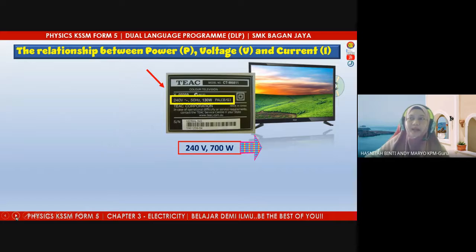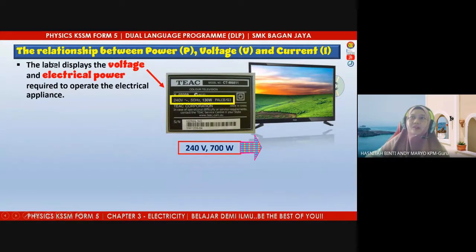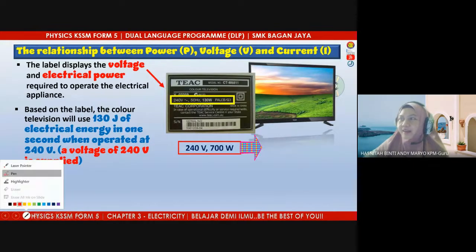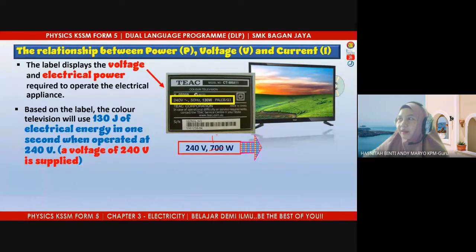So what is meant by this label, students? The label shown here displays the voltage and electrical power required to operate the electrical appliances. Meaning if you want this TV to function well, it must be supplied with a voltage of 240 volt and it operates at 130 watt, the power. Sorry, this one is not 700 watt, it is supposed to be 130 watt, as shown here.